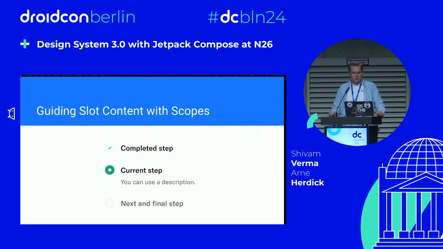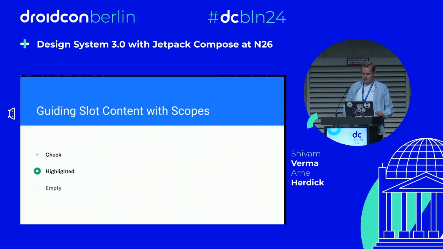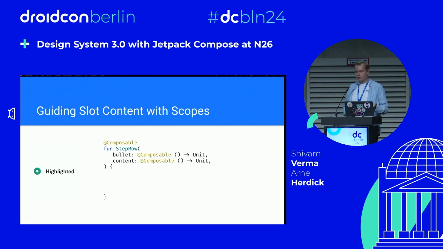It's called a stepper because it's built from multiple steps, and each step has a bullet. As you can see, there are different bullets, and the content can be different things, basically whatever the developer wants. We have three bullet types: the check bullet, the highlighted bullet, and the empty bullet. The way we build this is with a bullet slot and a content slot. And then, of course, we can lay it out.